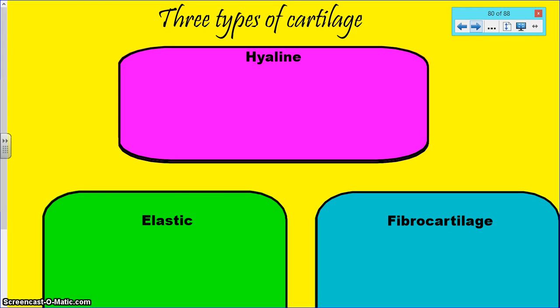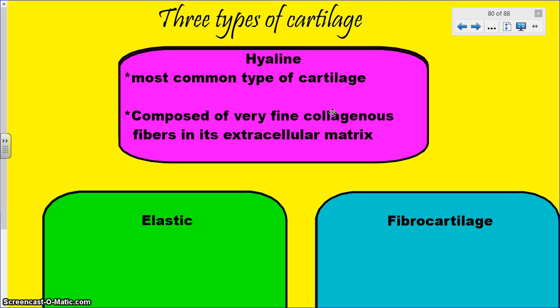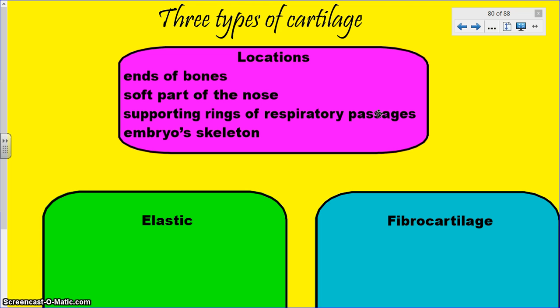There are three types of cartilage: hyaline, elastic, and fibrocartilage. Hyaline is the most common type. It's composed of very fine collagenous fibers. Very fine means thin in its extracellular matrix. It's going to be at the ends of your bones. It's the soft part of your nose, the part that you can kind of wiggle around.